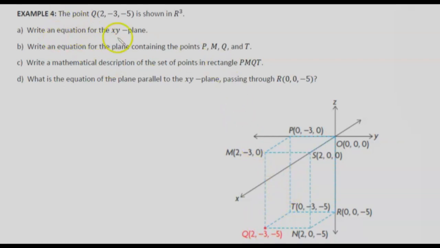Okay, write an equation for the XY plane. So the XY plane is going to go in both the X and the Y directions. Okay, so in other words, it's going to be X, Y, 0. Okay, that's the general form for the XY plane.